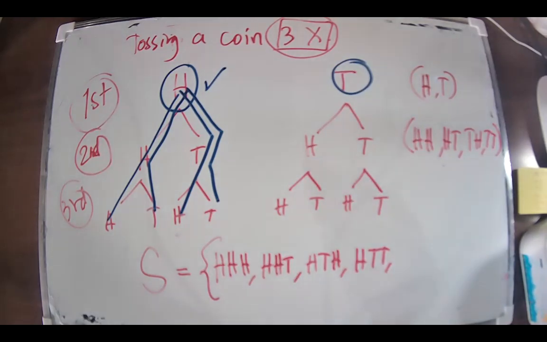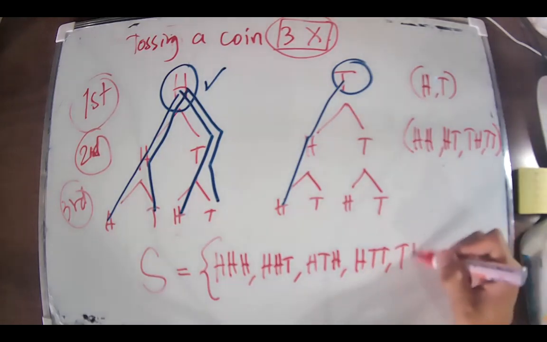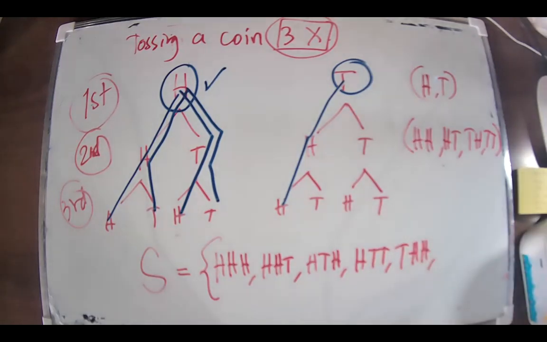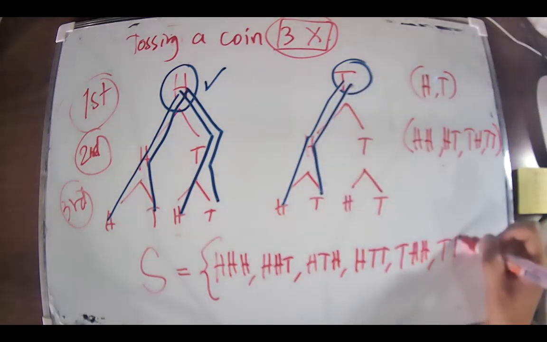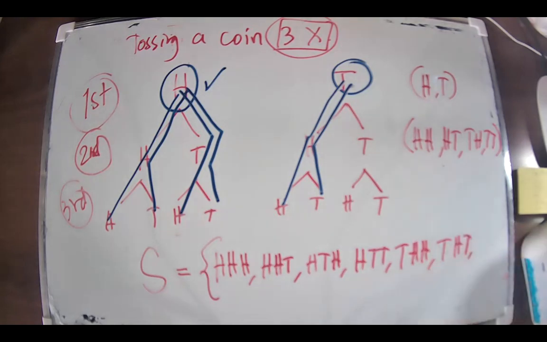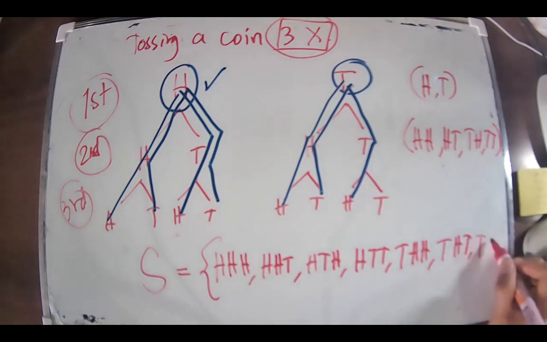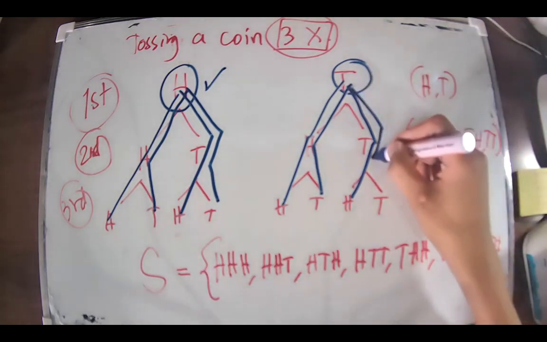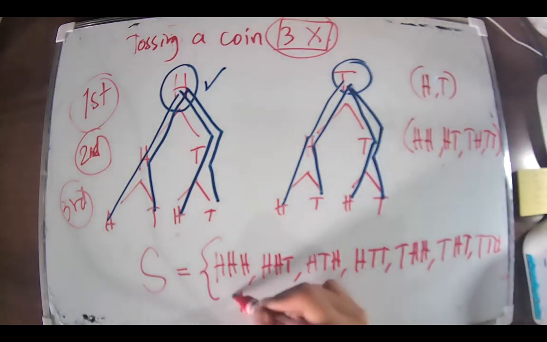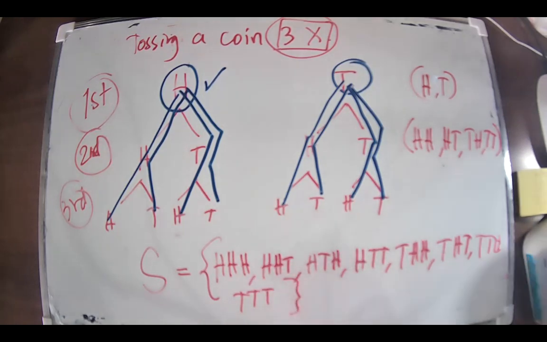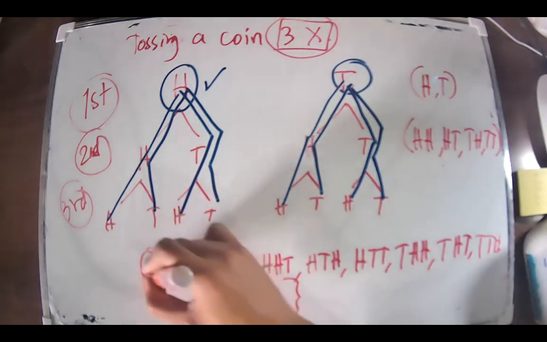Sa atin naman tayo. So we have T, H, H. H, H. T, H, T. T, H, T. Next, T, T, H. T, T, H. Then T, T, T. Triple T. Dami namang T na. Okay, so T, T, T. So this will be our sample space.